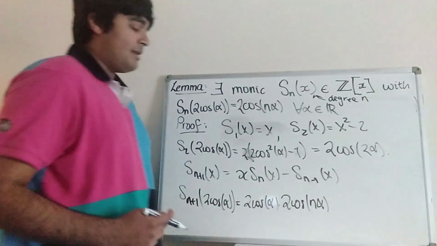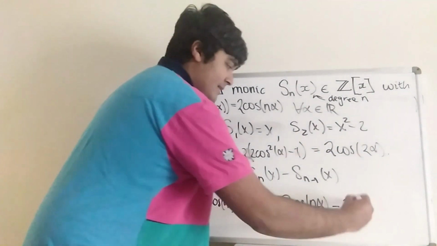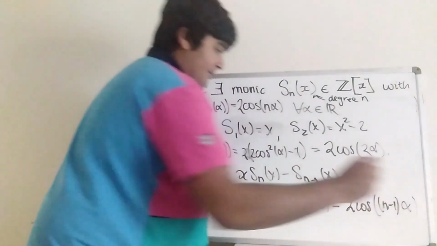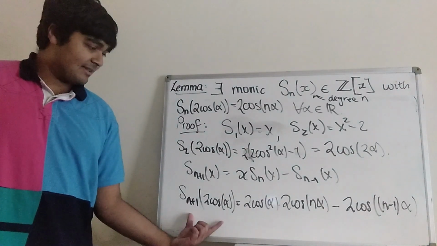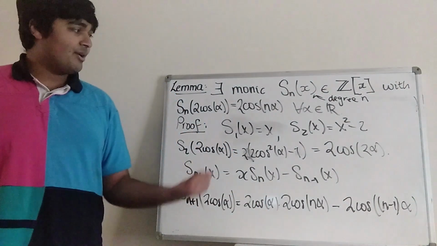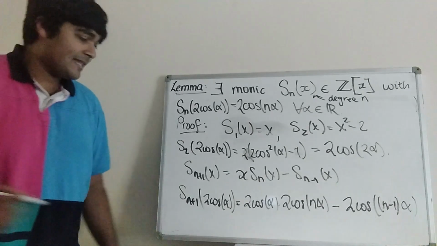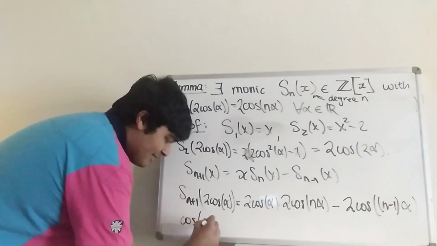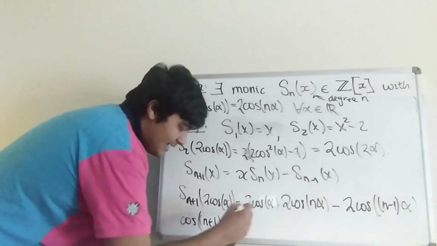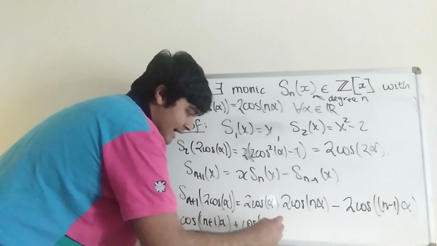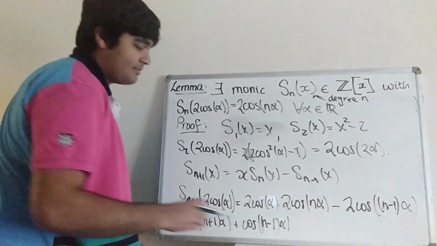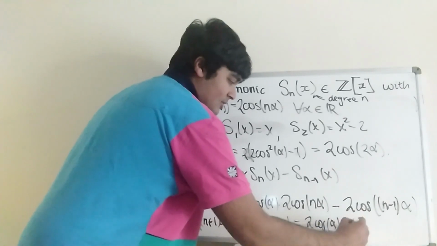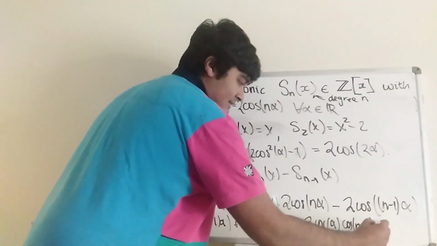And similarly, Sn minus 1 of 2 cos alpha is just going to be minus 2 cos (n minus 1) alpha, like so. And we just need to check that this thing here is equal to 2 cosine of (n plus 1) alpha, but that just follows from the fact that if I look at cosine of (n plus 1) alpha, and then add on cosine of (n minus 1) alpha, just using our double angle formula, this is going to be equal to 2 cos alpha cos n alpha.